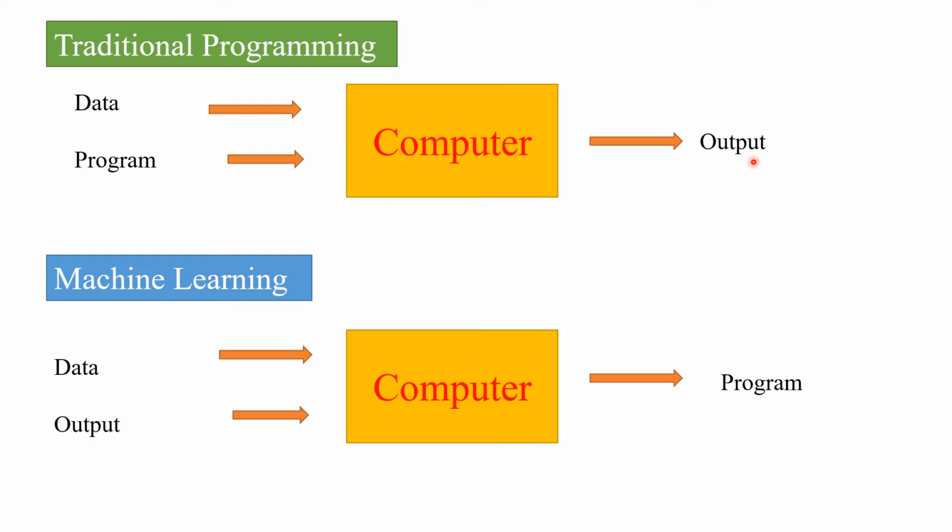we get an output. Now, in machine learning, the tables are turned. Over here, your data and your output is your input, and using your data and output, the computer comes up with a program. This is called machine learning, where your computer learns from your data, builds patterns from your data, and then gives you a program. Now, let's look at the different types of machine learning.